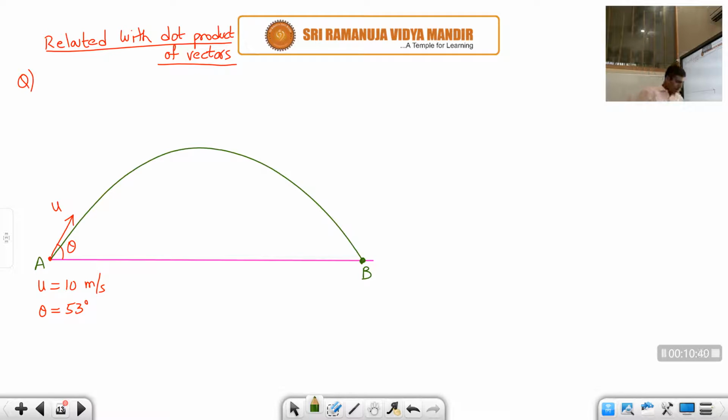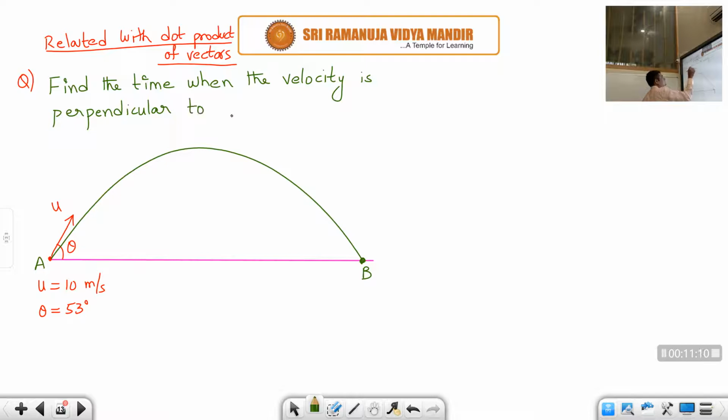Okay, students. So now what they are asking is, find the time when the velocity is perpendicular to the initial velocity.